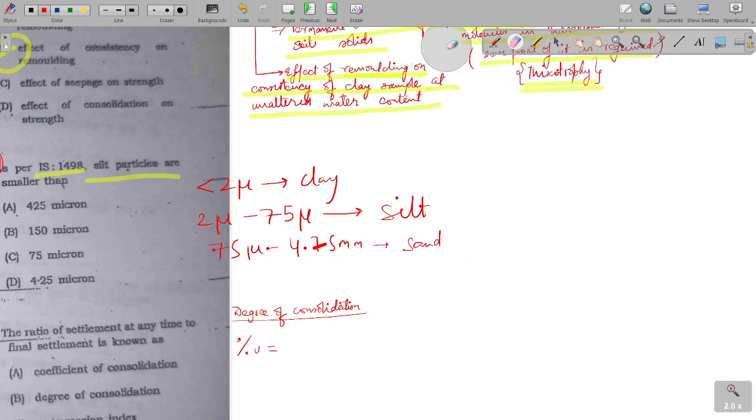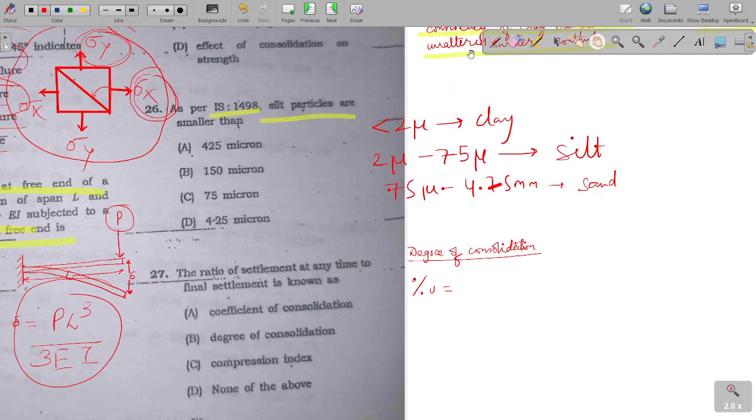So let's see what the correct option is. The correct option is smaller than 75 microns. Option is C.